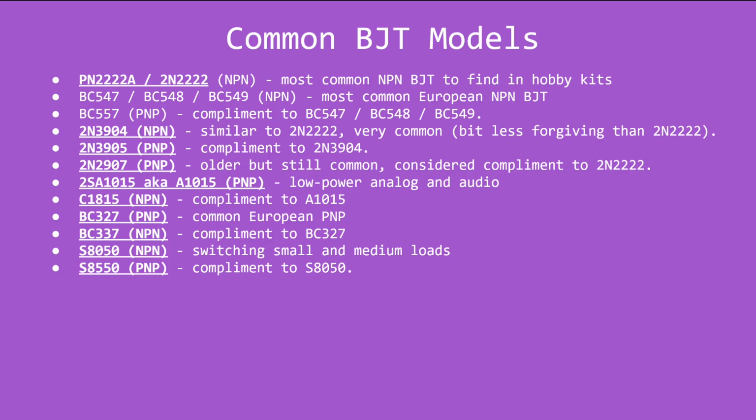You're more likely to encounter a BC327 as opposed to the 2N2222, but yeah, that really depends where you get it from. So yeah, these are just some of the ones you'll probably encounter.